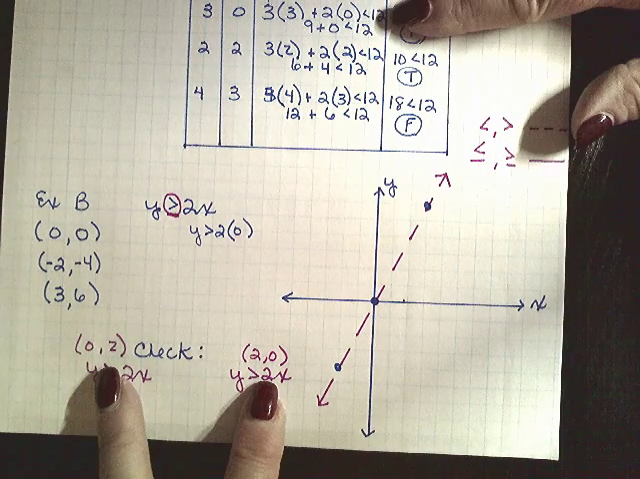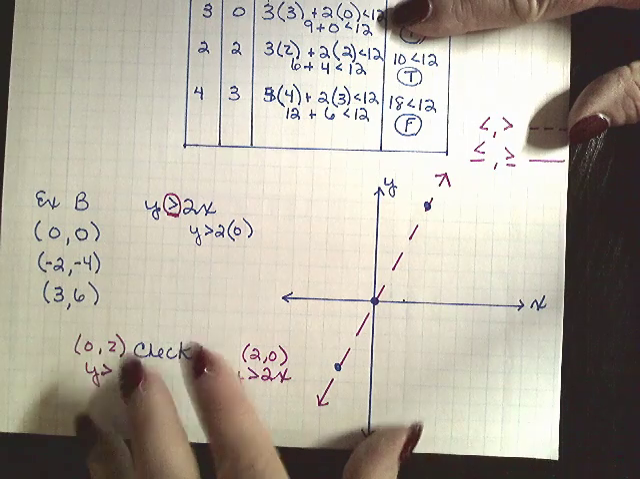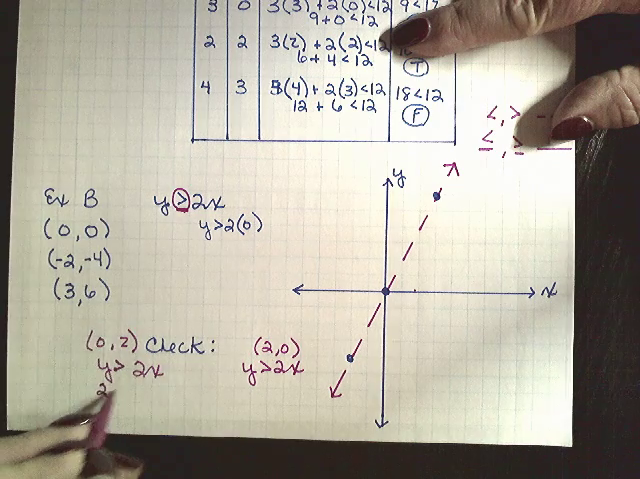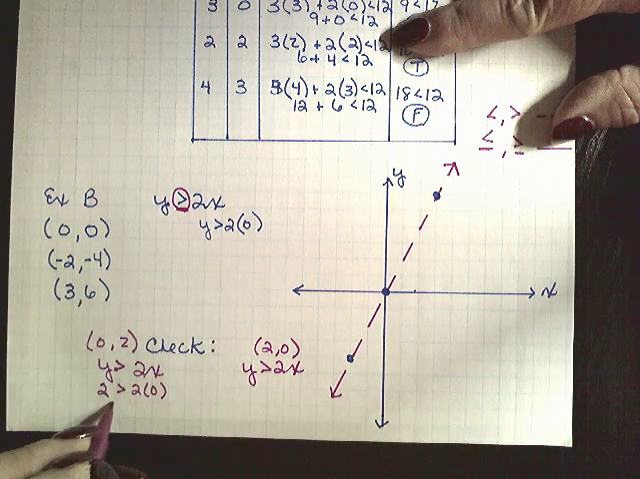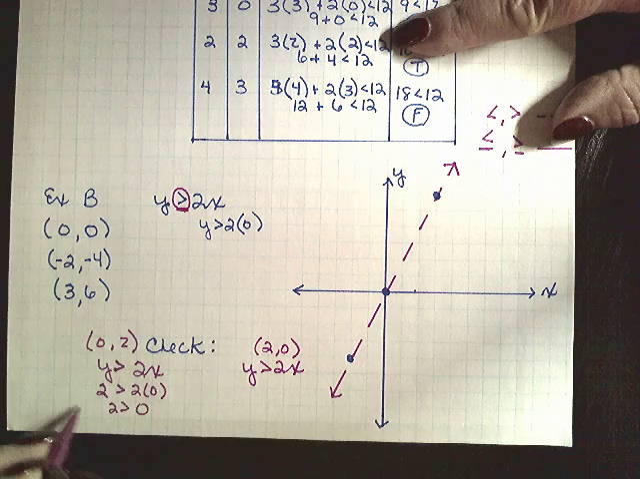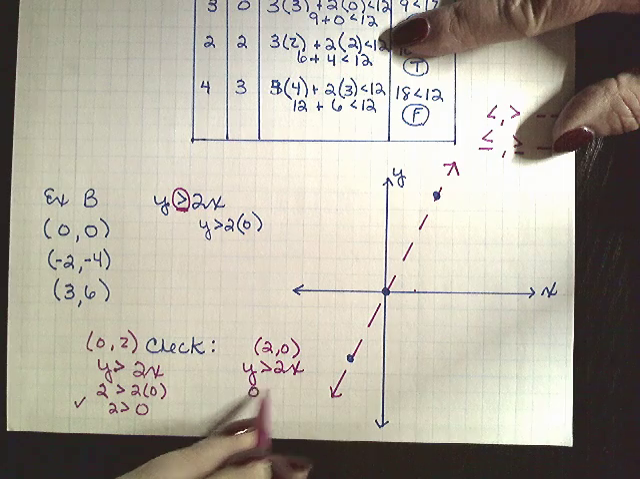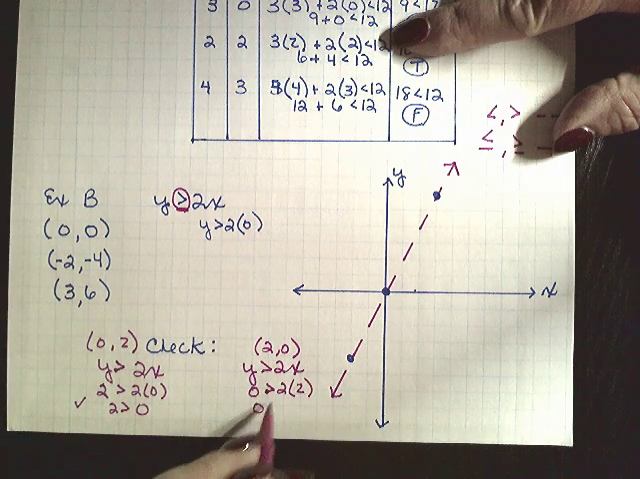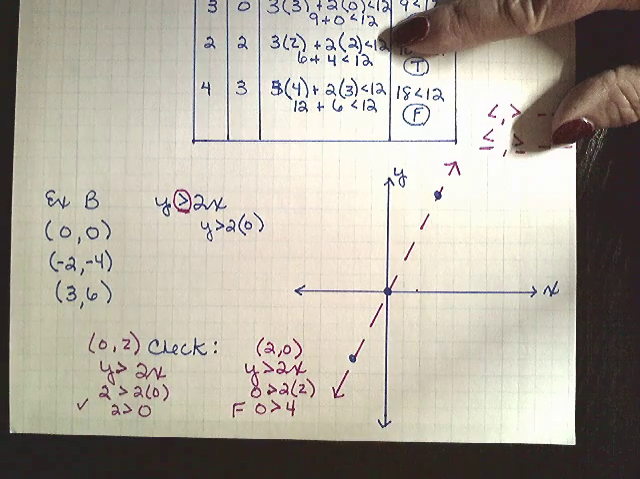Now, whichever one of those 2 points makes that inequality true, that's the side that we're going to shade. So I'm going to take 2 is greater than 2 times 0. 2 is greater than 0. That is a true statement. Let's try this one. 0 is greater than 2 times 2. 0 is greater than 4. That would be a false statement.